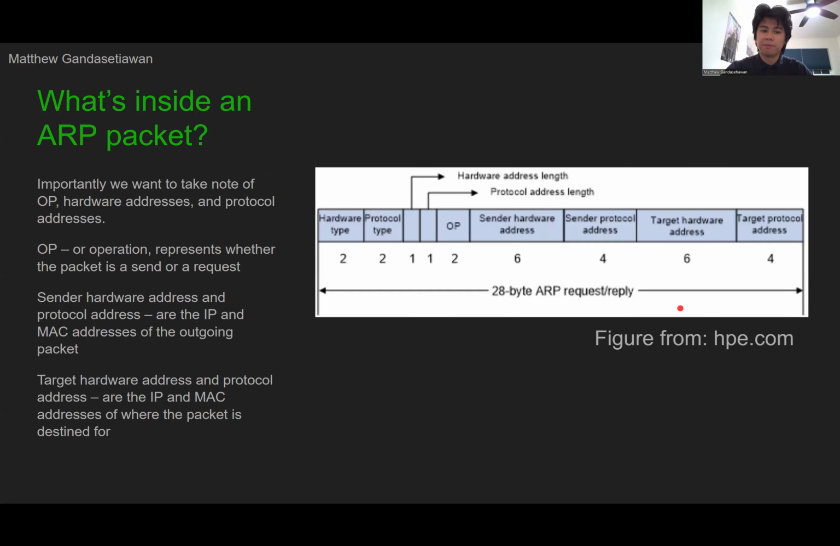So what's inside an ARP packet? It's important to note that we want to focus on the OP operation and the hardware addresses and protocol addresses. The operation represents whether the packet is a send or request, and the sender hardware address and protocol address, also the target hardware address and protocol address, are the two devices communicating with each other. The sender address and the target address are very self-explanatory from the name.